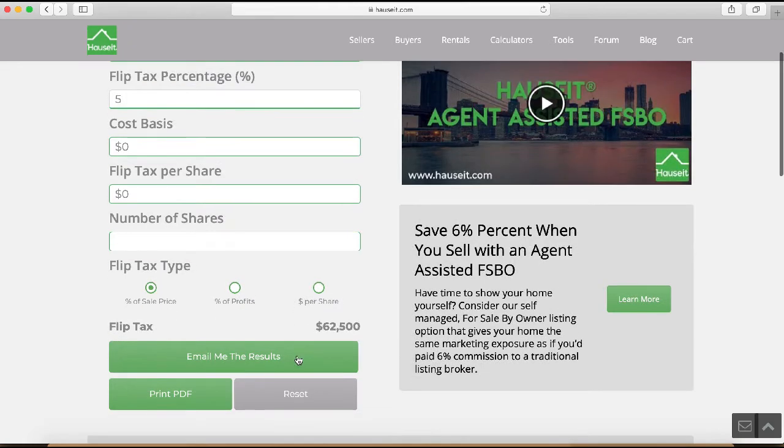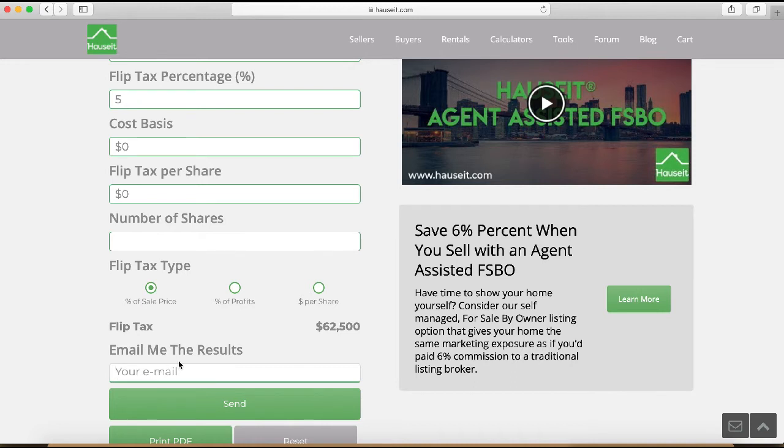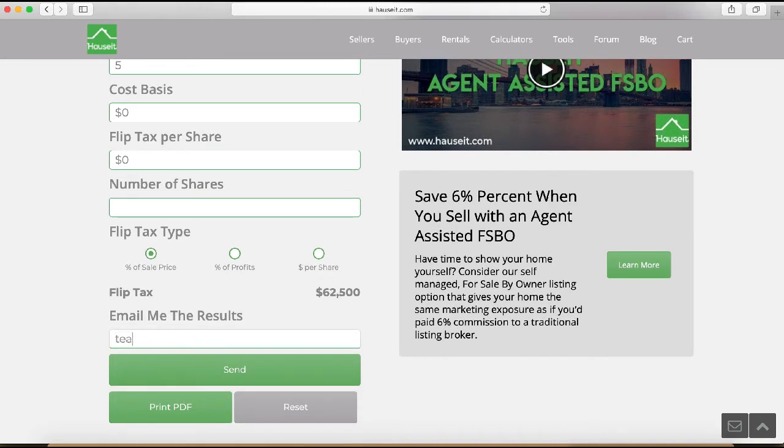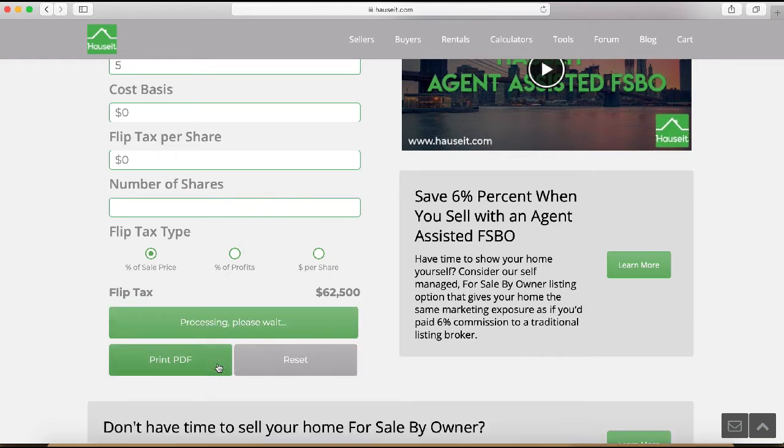Now you can email the results to yourself if you'd like. You would just click here, input your email. So let's just put in a test email here. Go ahead and send, and you'll get a notification once the email has actually sent. You can also print out a PDF, save it down, share it with a friend or a family member.